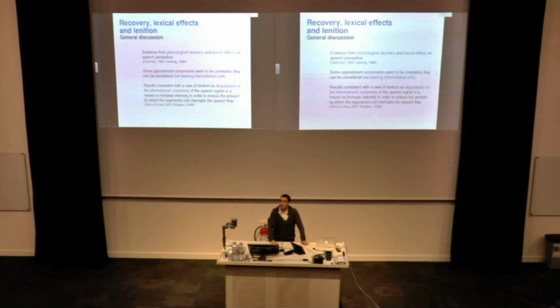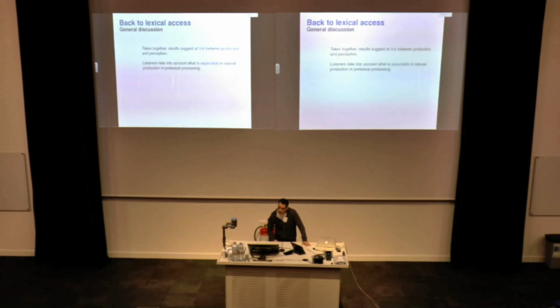These results are compatible with some views of lenition that see this phenomenon as a degradation of the informational complexity of the signal instead of just weakening or target undershoot. And to finish, they suggest a link between production and perception, in that, given that listeners seem to take into account what they find natural in production and perception, that is, in perception they would often lenite these Ds, so in their expectation in perception, they might use that information to recover units that are not necessarily present in the signal.